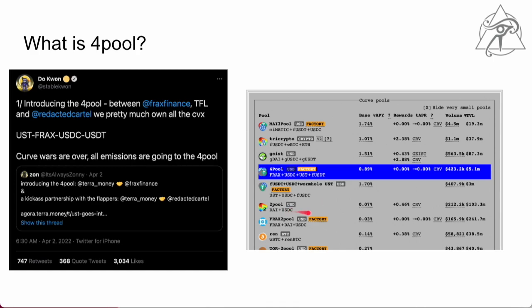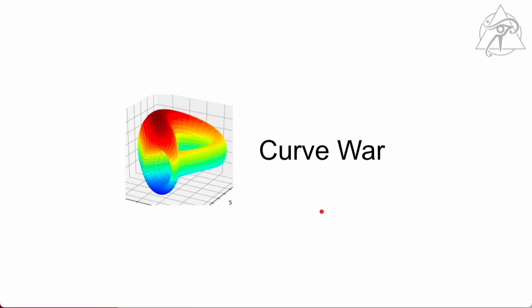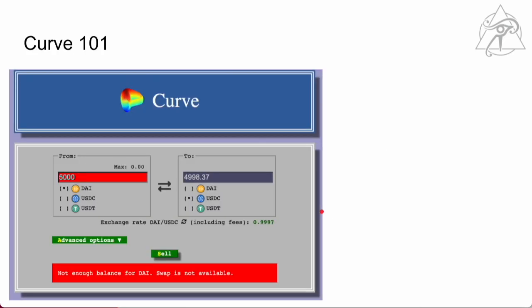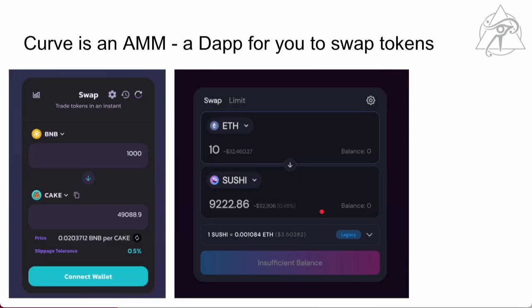Now to understand the impact of the 4pool on UST and Flux, we first need to take a look at Curve Wars. To understand Curve Wars, we first need to understand Curve. What is Curve? Curve is an AMM, just like a DEX, like your PancakeSwap, SushiSwap. What's so special about it is the algorithm that it is using.